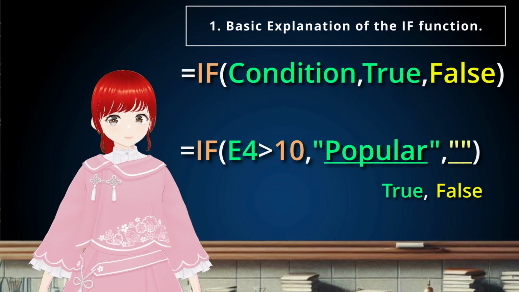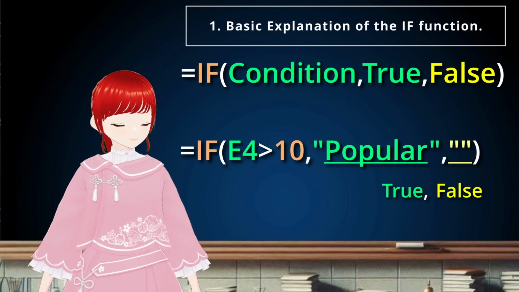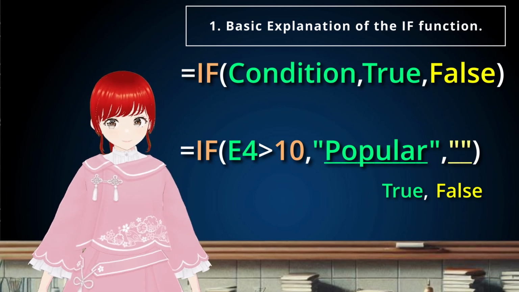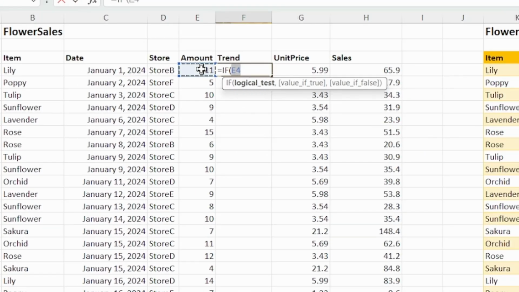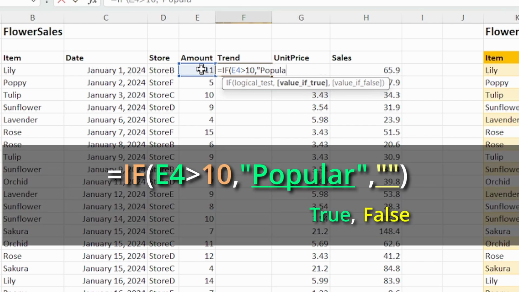The function allows you to return one value if a condition is true and another if it's false. In this example, if the value in cell E4 is greater than 10, it will show popular. Otherwise, it will be blank. The double quotes with nothing between them represent an empty string.